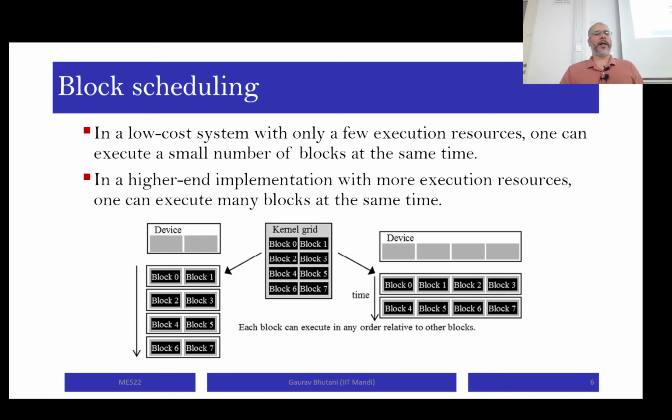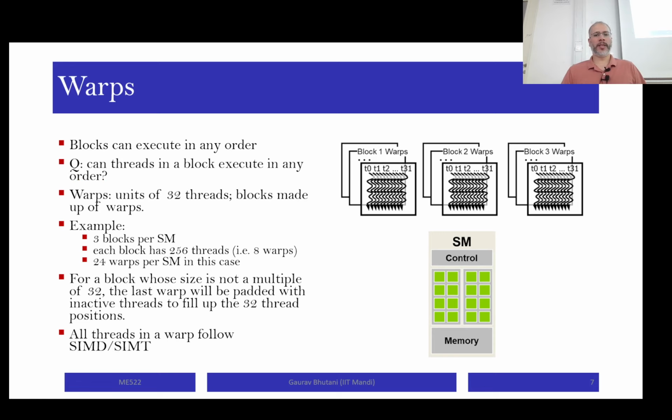As I said, if you have a device which can hold fewer blocks because of a smaller SM, then you will have blocks executing over time; this arrow is the direction of time. You will have 2 blocks at a given time, for example, but if you go to a bigger GPU, then you can have more blocks at a given time. So this is simply block scheduling.